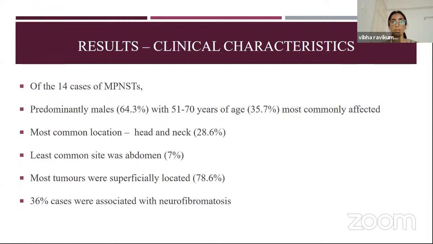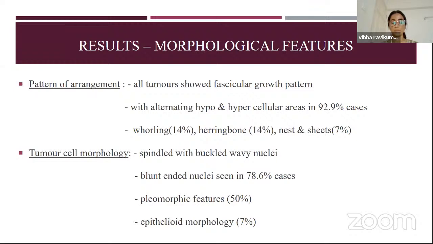Coming to the results, morphologically, the pattern of arrangement of tumor predominantly showed a fascicular growth pattern with alternating hypo and hypercellular areas in 92.9% cases. Whirling and herringbone pattern was seen in 14% cases, and nests and sheets were seen in 7% of cases. The individual tumor cells were spindled with buckled wavy nuclei, and blunt-ended nuclei were also seen in 78.6% cases. Pleomorphism was noted in 50% of cases.